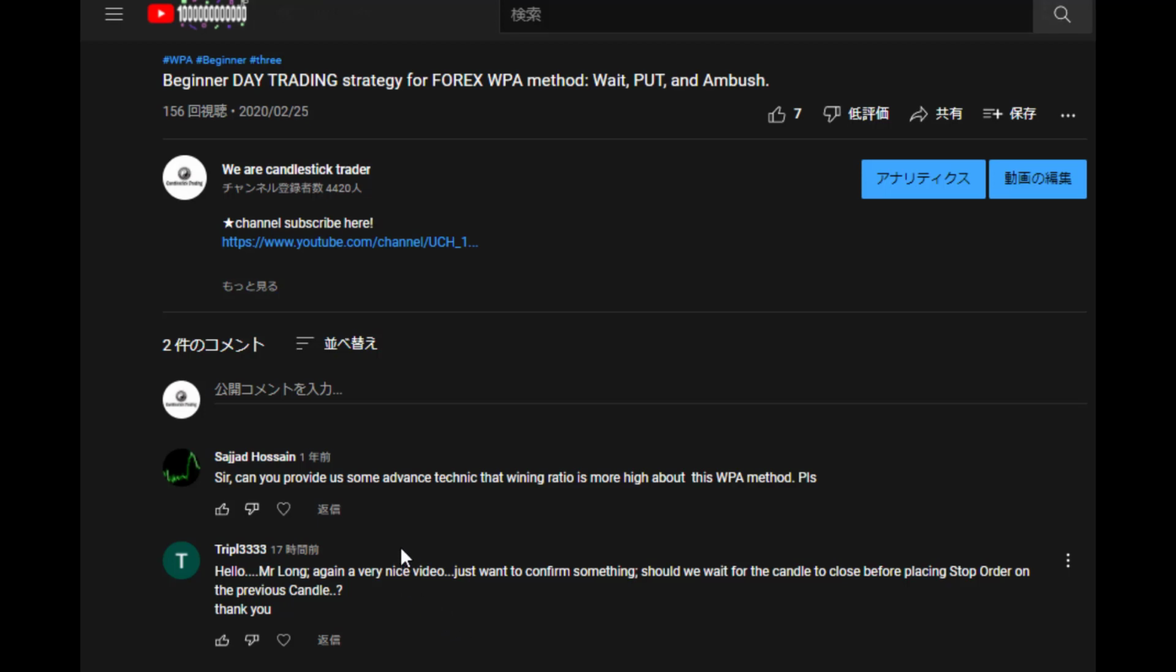Can you provide us some advanced technique that has a higher winning ratio for this WPA method, please? In short, in the Europe and American sessions, use the high price location method, and in Asian time, use the WPA method.